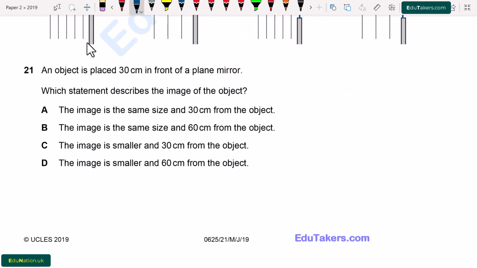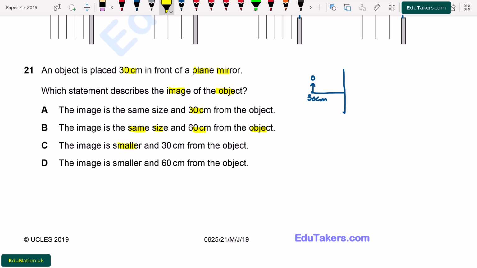Question number 21. An object is placed 30 cm in front of the mirror, that is plane mirror. Which statement describes the image of the object? First of all, we have plane mirror here, and the object is placed at a distance of 30 cm. I suppose that this distance is 30 cm and this is the object. The image is the same size and 30 cm from the object. Option B. The image is same size and 60 cm from the object. Option C.